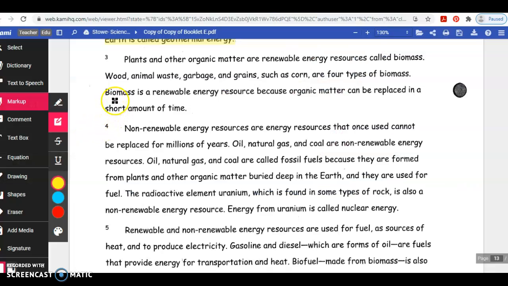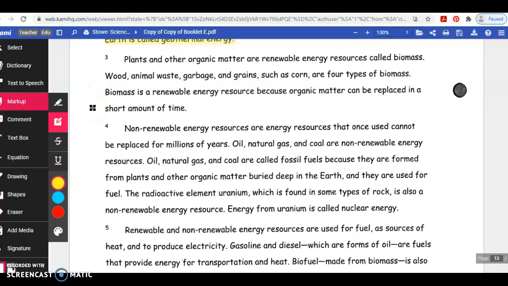Continuing on with renewable energy resources, we have paragraph 3 on page 12. Plants and other organic matter are renewable energy resources called biomass. Wood, animal waste, garbage, and grains, such as corn, are 4 types of biomass. Biomass is a renewable energy resource because organic matter can be replaced in a short amount of time.